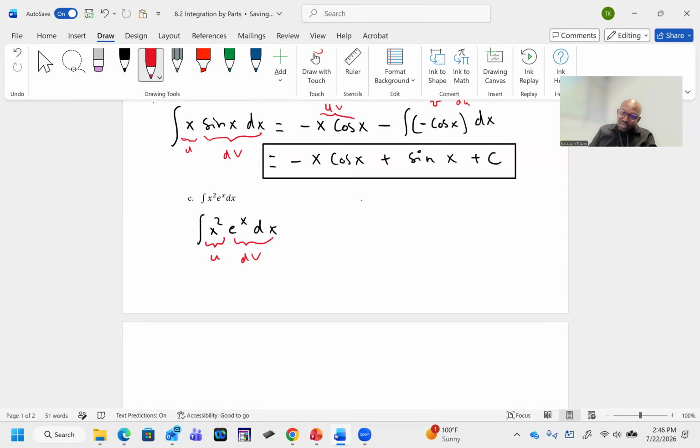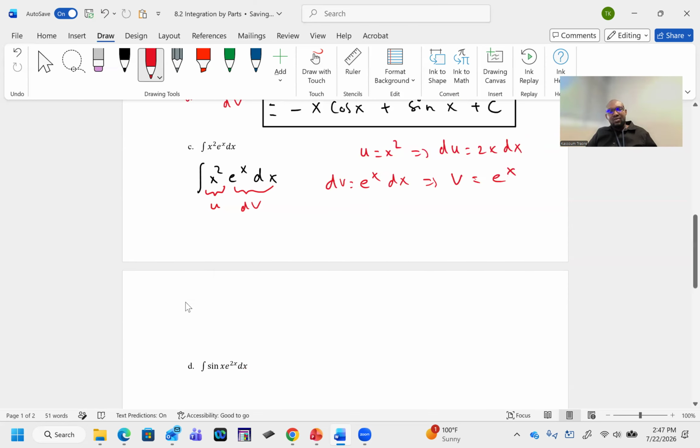So u is x squared. That means du will be 2x dx. And my dv is e to the power of x dx. So that means v would be e to the power of x, right?